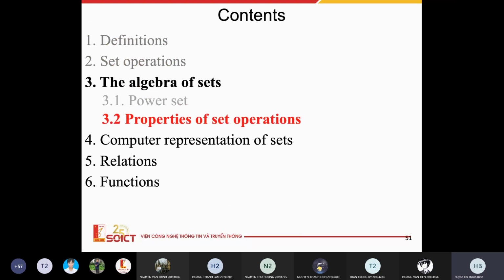And that's all of the lesson today. Next week we'll go to the properties of set operations and computer representation of sets, relations, and functions. And then we'll go to counting problems.